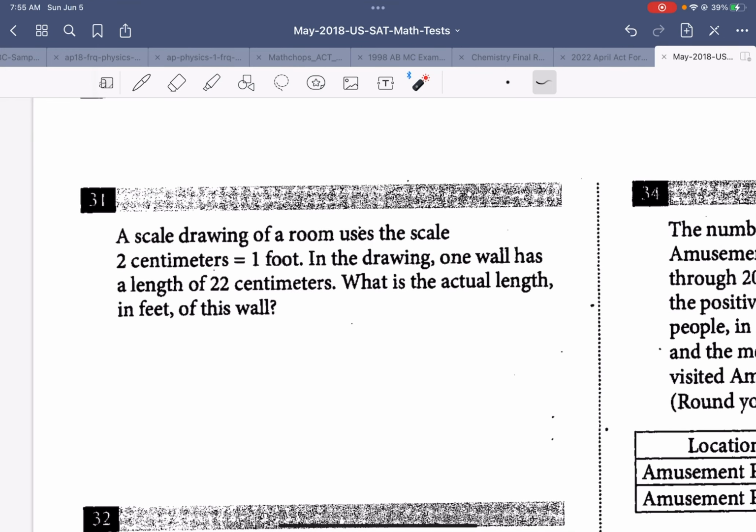Now, number 31. A scale drawing of a room uses the scale 2 centimeters equals 1 foot. In the drawing, one wall has a length of 22 centimeters. What is the actual length in feet? So you can make a proportion. 2 centimeters is equivalent to 1 foot in actual length. So if the length is 22 centimeters, what is the actual length in feet?